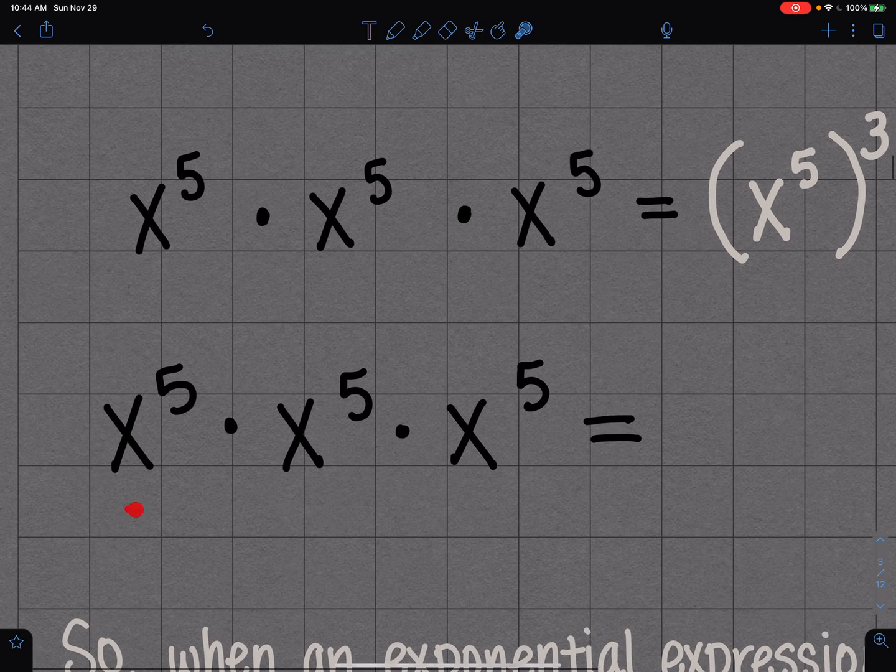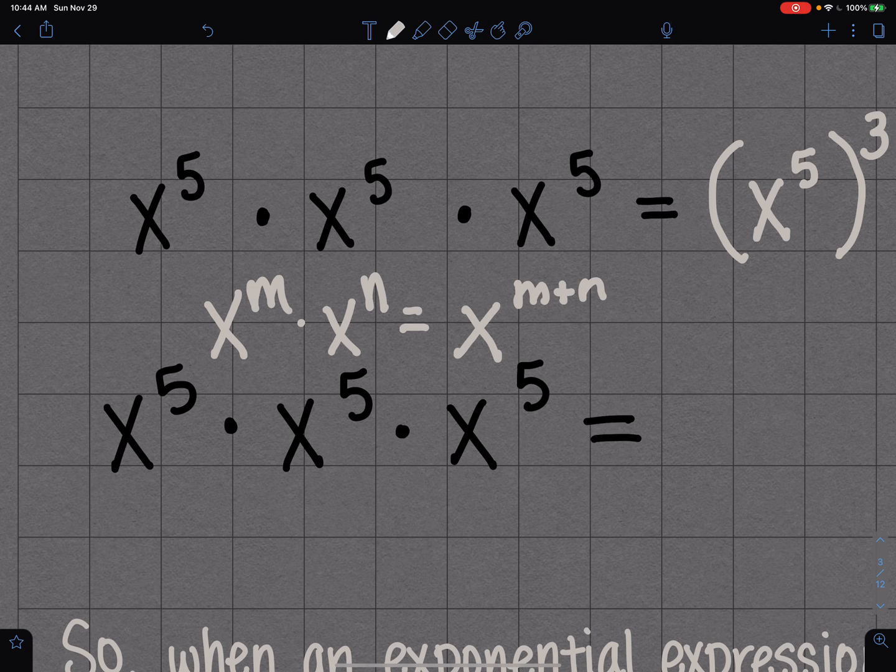But we also know how to just figure this out, right? If we just figure this out, it's the product rule. So the product rule, remember, is x to the m times x to the n. And what do you get? You get x to the m plus n, right? So you just add the exponents. So if you just add the exponents here, what would you get? You would get x to the 5, 10, 15. You would get x to the 15.